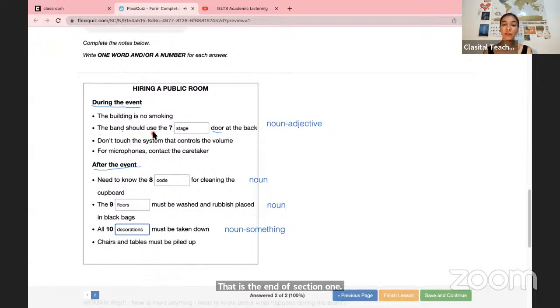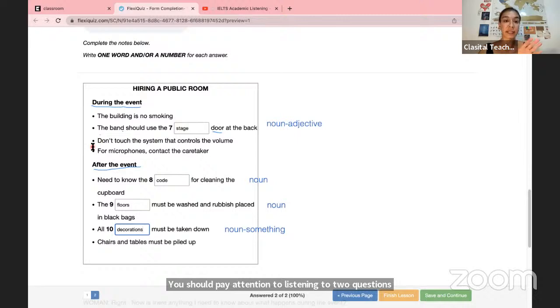Yes. Every section has 10 questions in the listening part. When you finish your 10 questions, you will be done with section 1. You should pay attention to listening to 2 questions at once and always keep an eye on the next sentence, so you won't miss any points.